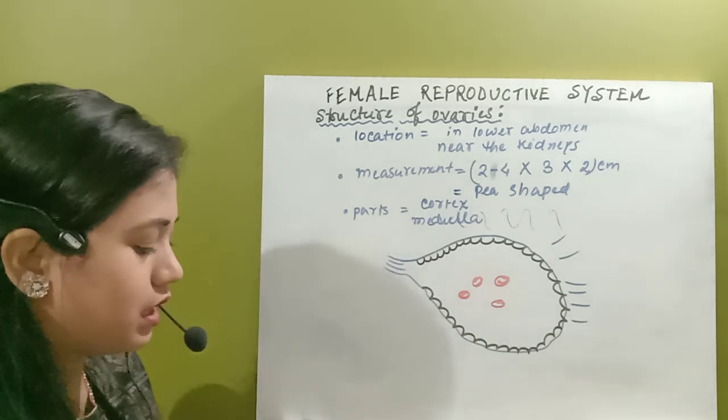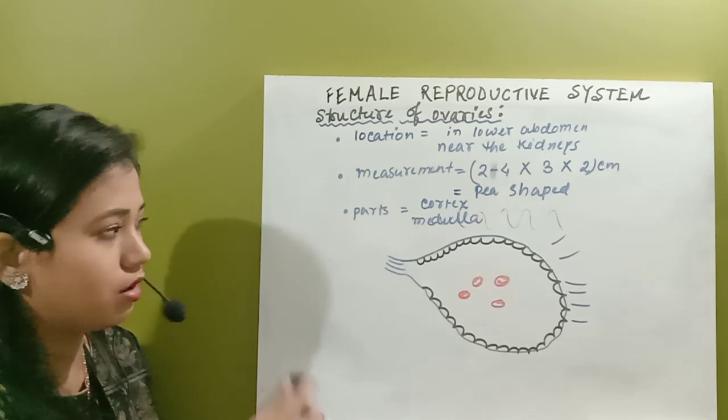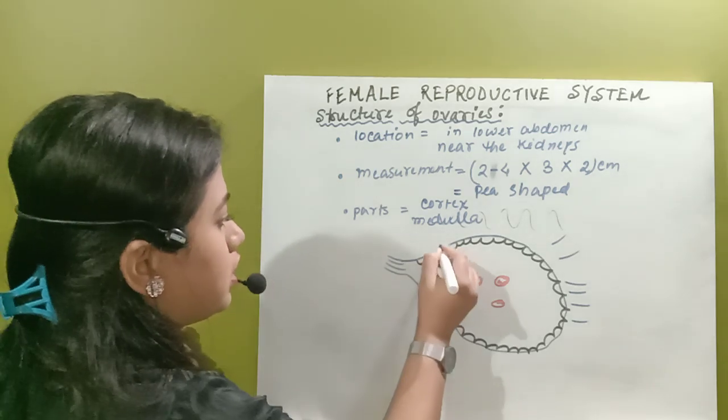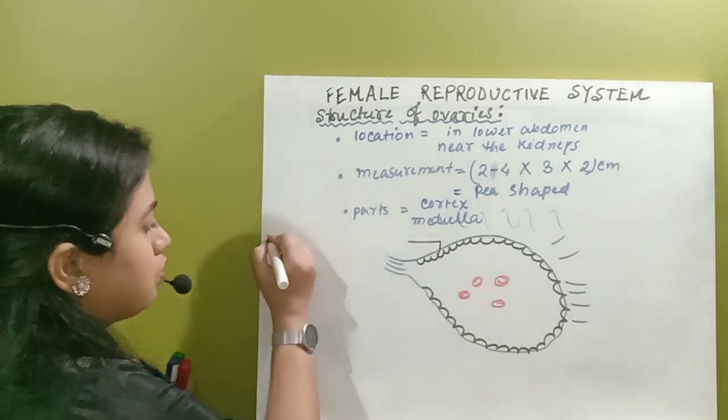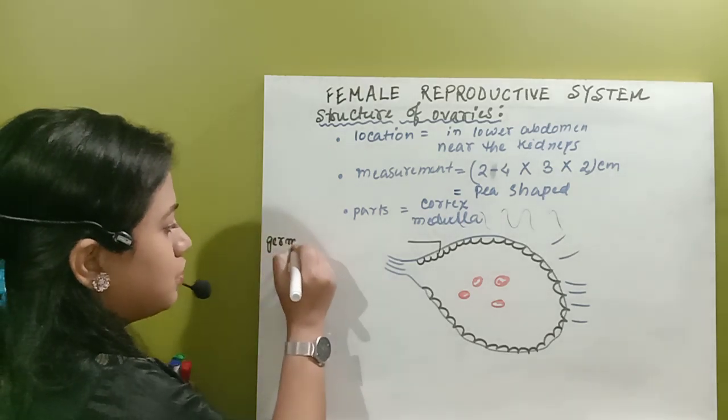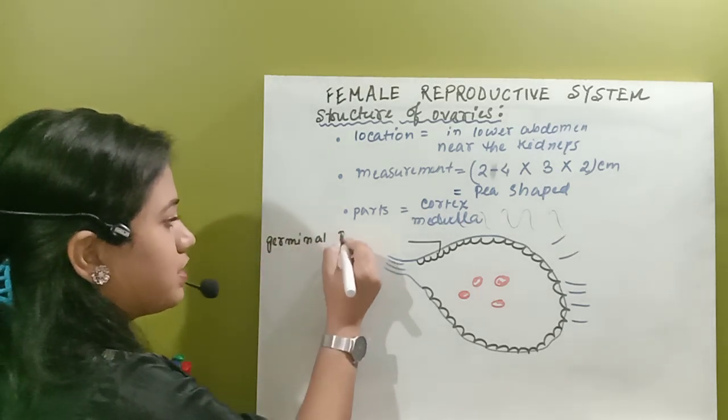So here we see the outermost region, the cortex region, has the cuboidal epithelial cells. We will call this the germinal epithelium.